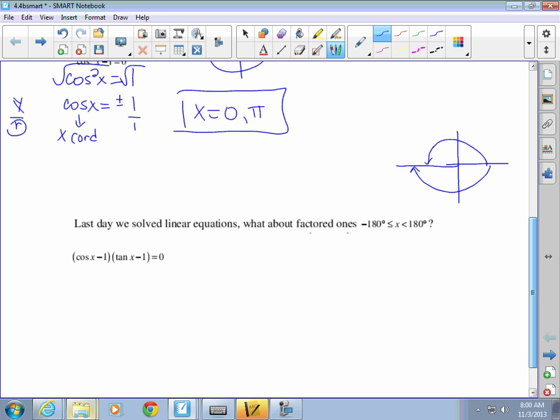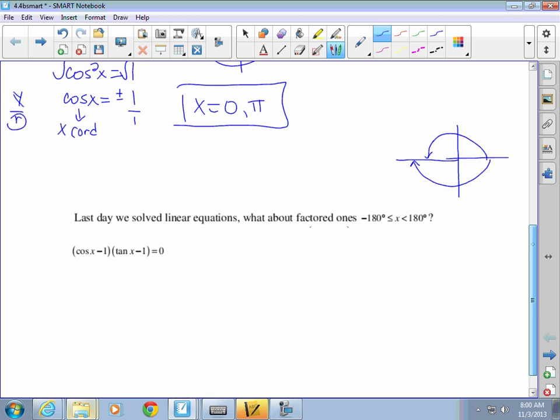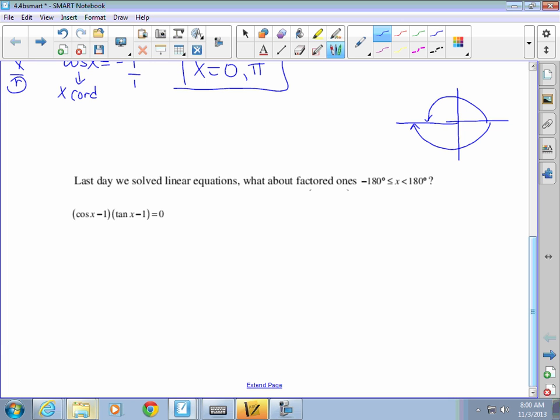Okay, so in this equation here, it's already been factored for you. Cos x minus 1 and tangent x minus 1 are your factors. That's the same as if we were given an equation like this, then we would just be saying x equals 1, x equals negative 2. Okay? So that's the same thing. It's been factored, so we just have to do the solve.